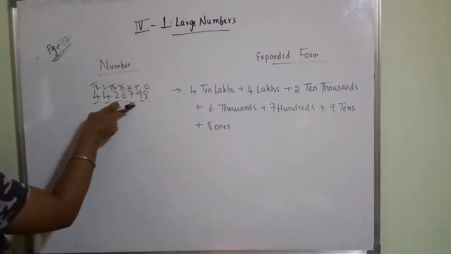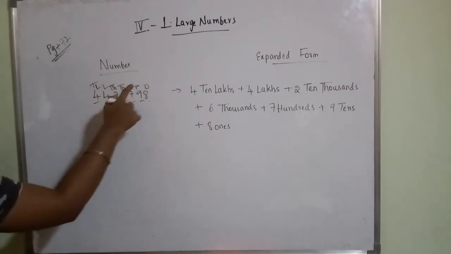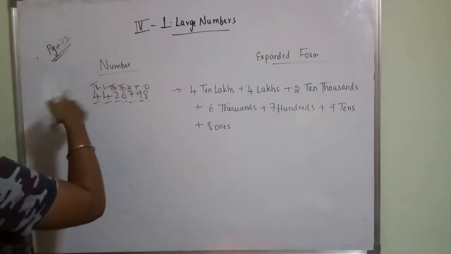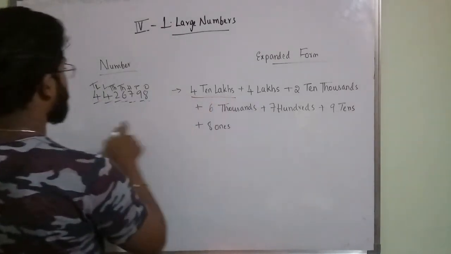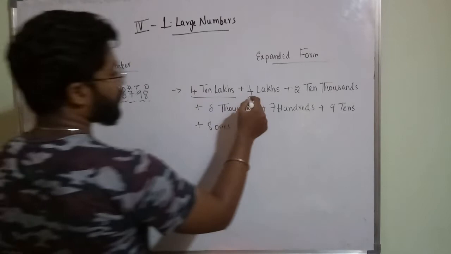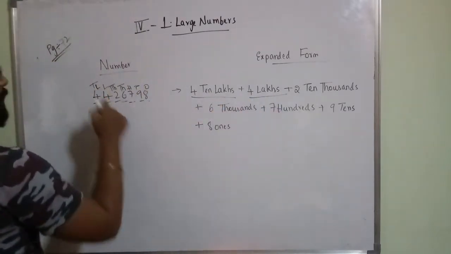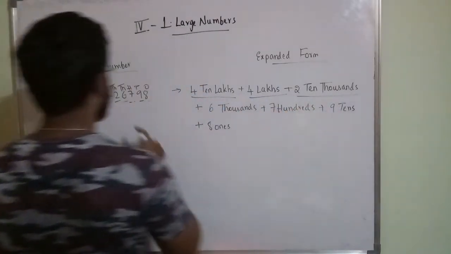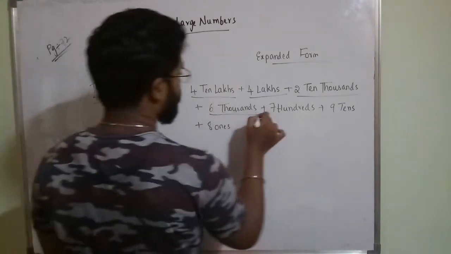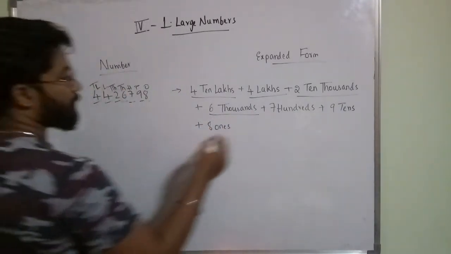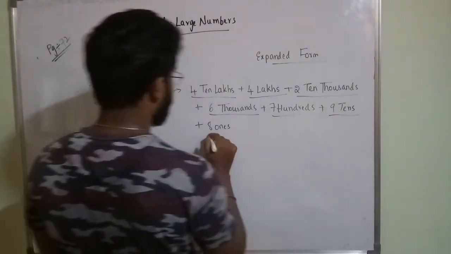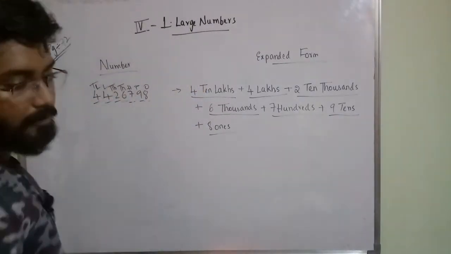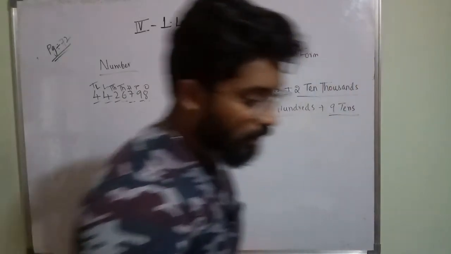I have divided each digit into its respective places: ones, tens, hundreds, thousand, 10,000, lakh, 10 lakh. So 4 is in which place? 10 lakhs, 4 10 lakhs. 4 is in which place? Lakhs, 4 lakhs. 2 is in which place? 10,000, 2 10,000s. 6 is in which place? 6,000s. 7 is in which place? 700s. 9 is in which place? 9 tens. And 8 is in which place? Ones place, 8 ones. Okay, that one is completed.